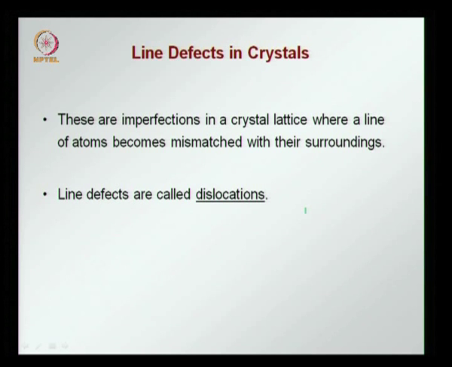Now we said that the next set of defects are line defects. Line defects are where you have a line of atoms, instead of in the point defects we saw that only one point was changing. Here a line of atoms becomes mismatched, it is either missing or introduced. So these are called line defects. Line defects are known as dislocations. We will see how these occur and how these affect the behavior in a minute.